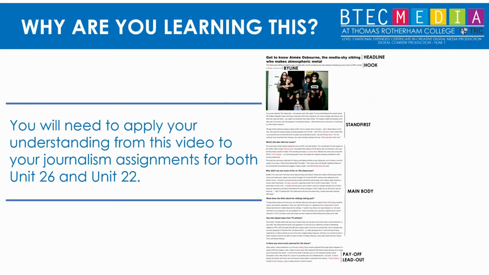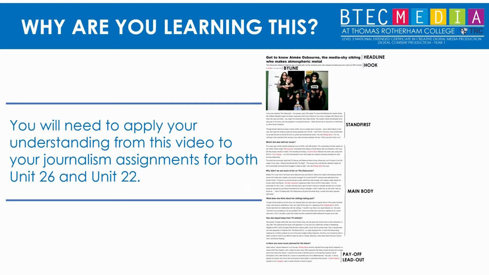The reason why we're doing this is because the stuff that I go through in this video, these are the things you need to be thinking about when you're writing the articles for your Unit 26 and Unit 22. These are all the things that journalists are expected to consider when they write their article. It's not just as straightforward as sitting down and writing an article, there you go. There are so many different things that you've got to consider, which will impact on your grade.